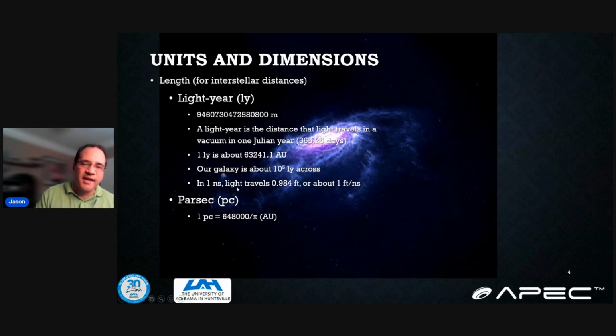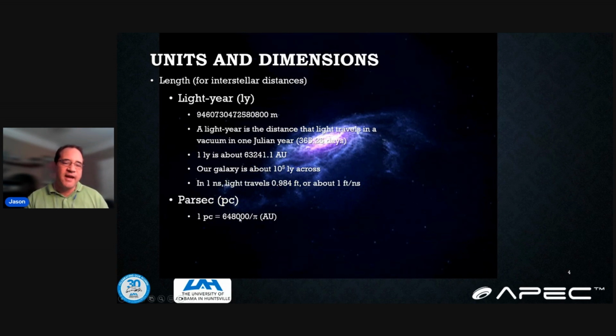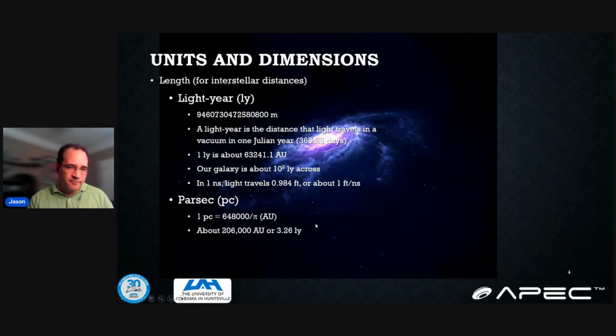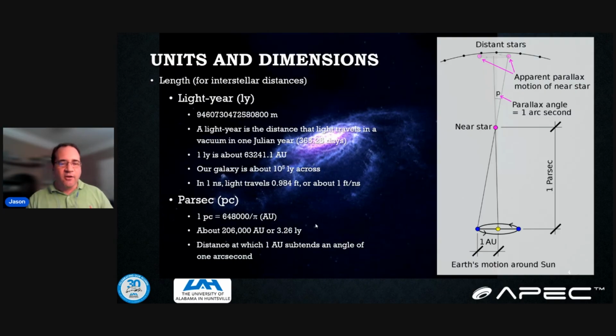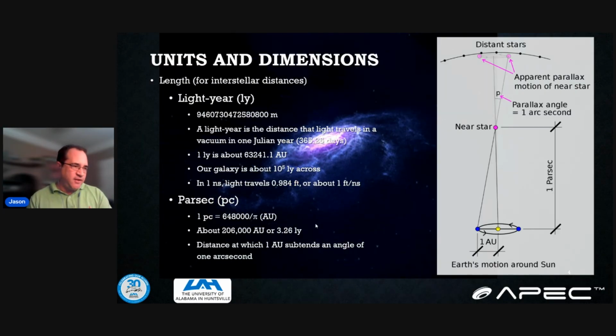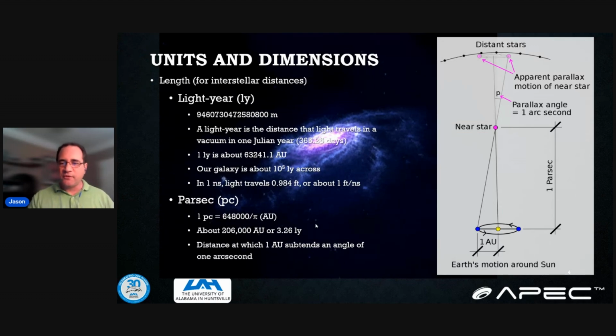So a parsec is 648,000 per pi astronomical units. It's about 206,000 astronomical units, or 3.26 light years. It's the distance at which 1 AU subtends an angle of 1 arc second. And since this is a public forum, I'd like to suggest that maybe 12 parsecs be the definition of a parsec and connect that to the Kessel run. That would be my personal preference for a better, proper definition of a parsec.